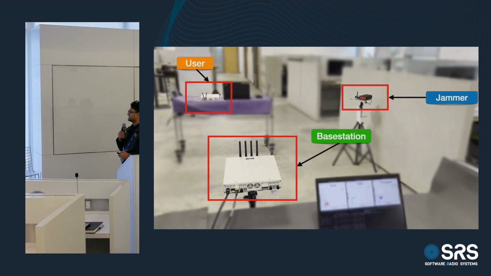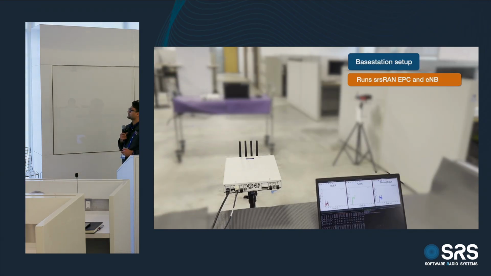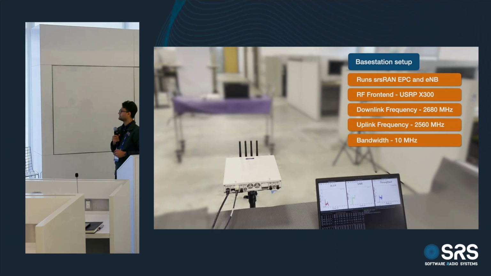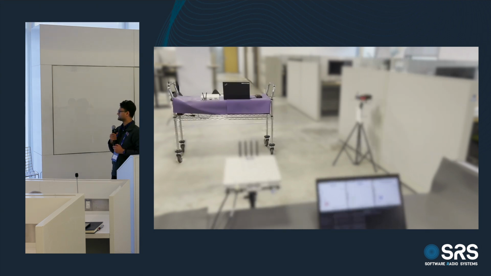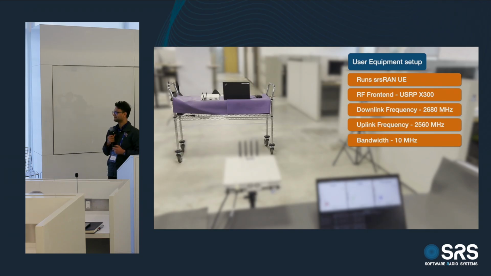So this is the SRS eNode B base station, the user, and the jammer. It's working with 10 megahertz bandwidth, and this is the srsRAN LTE 4G version when we started this work 2-3 years ago, and at that time it only supported 2x2 MIMO. After this, I'm going to show the latest 5G version as well, that we made some progress on in the last 1 year.